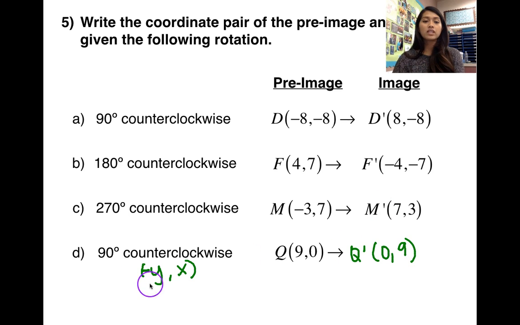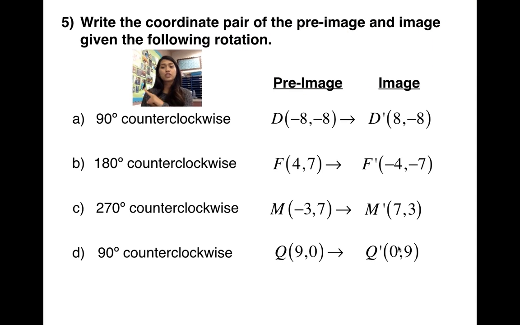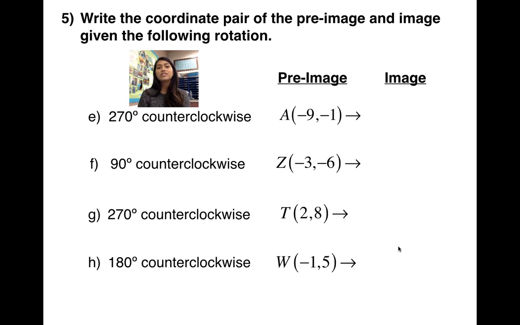We're not done. We have to take the opposite of the first value, aka the new x value. There's no such thing as a negative 0, so I'm going to go ahead and leave it as Q prime is (0, 9). So now that I've given you a couple examples, it's your turn. I'm going to go ahead and have you pause the video so you can go ahead and try E all the way through L on your own.